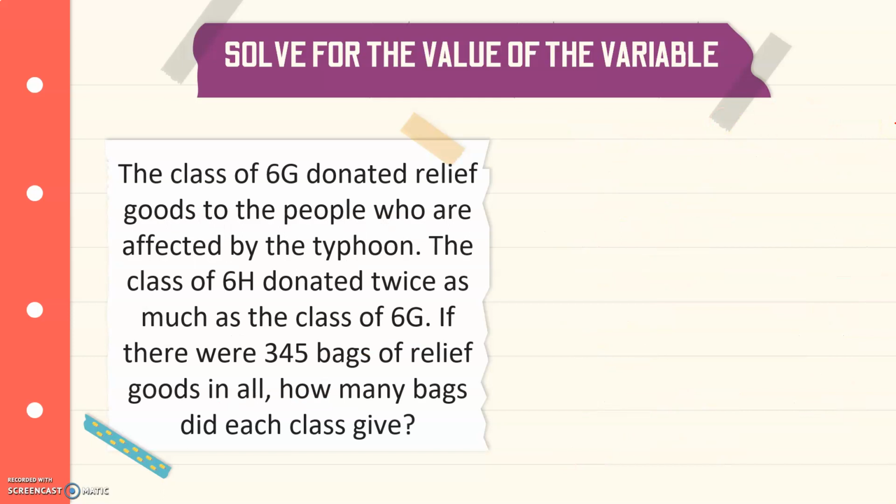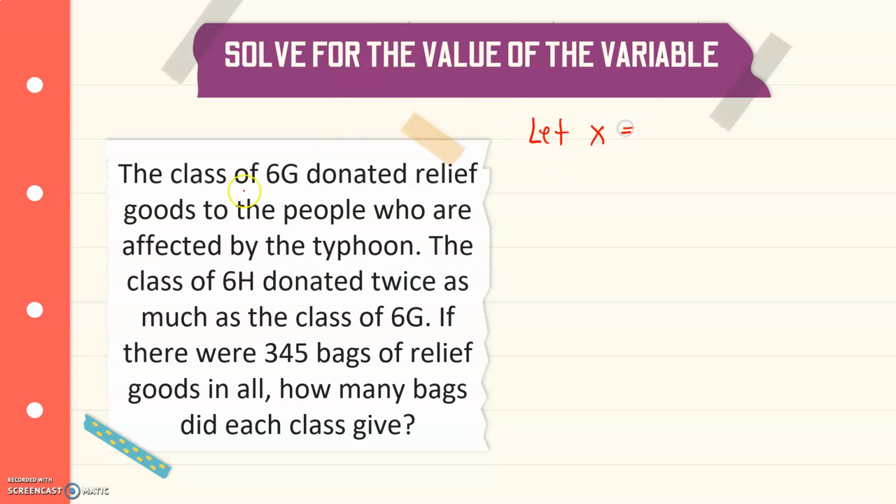Now, let's have our last example. The class of 6G donated relief goods to the people who were affected by the typhoon. The class of 6H donated twice as much as the class of 6G. If there were 345 bags of relief goods in all, how many bags did each class give? In this case, we do not know how many bags each of the classes gave.